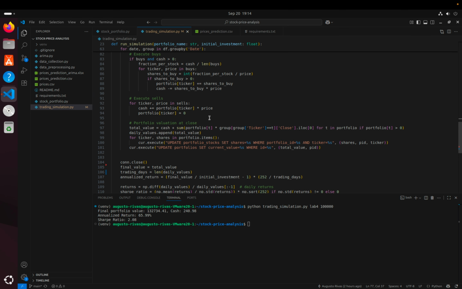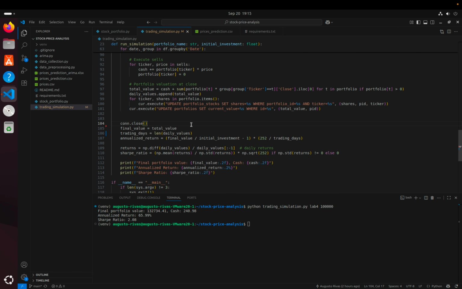And then finally, as all of this is happening, it's also keeping the database up to date. So it's keeping up to date the shares for each stock in that portfolio based on the buys and sells that were just executed. And then it's also keeping up to date the current value of the portfolio itself. So that's this part over here.